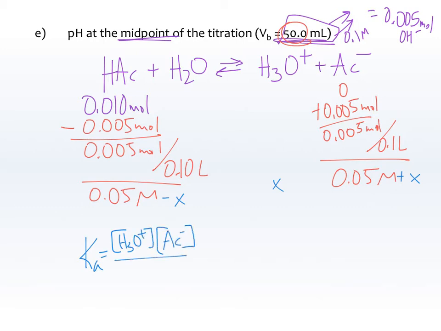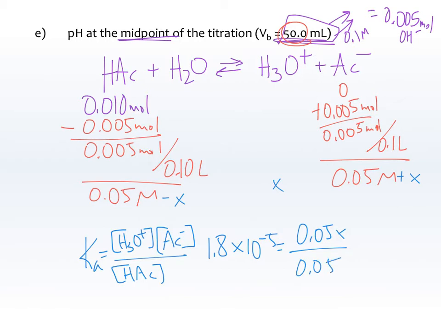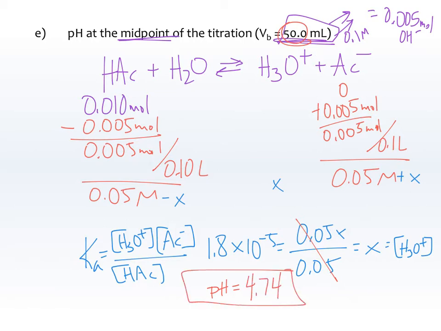And I'm also rewriting this Ka expression every single time because I want to make sure we know what we're plugging into. So that's 1.8 times 10 to the negative fifth is equal to 0.05x over 0.05. This math is even simpler because the 0.05s will cancel out. So this is equal to x. And since x is equal to the H3O plus, the pH becomes even simpler than that. That's the negative log of 1.8 times 10 to the negative 5. That is 4.74.